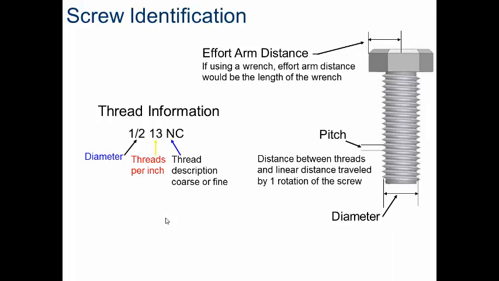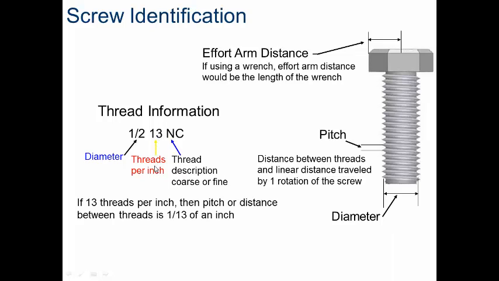When you go to buy screws, there's some thread information that they give you. The first number is typically a fraction, and that's giving you the diameter or the base of the screw as seen here. The second number gives you your threads per inch. The third thing gives you a thread description, whether it's coarse or fine. For our purposes, we don't really care about this third number. We're focused more on this middle number, the threads per inch.